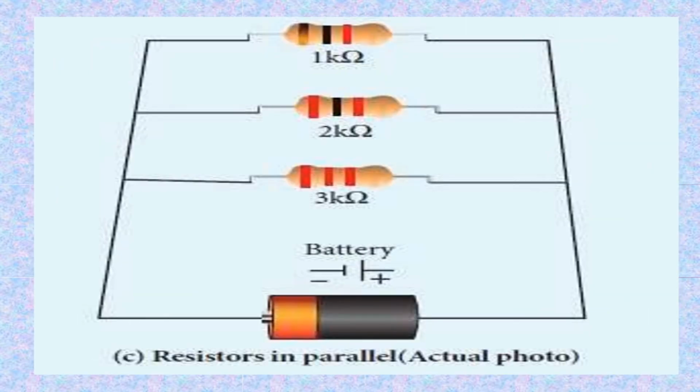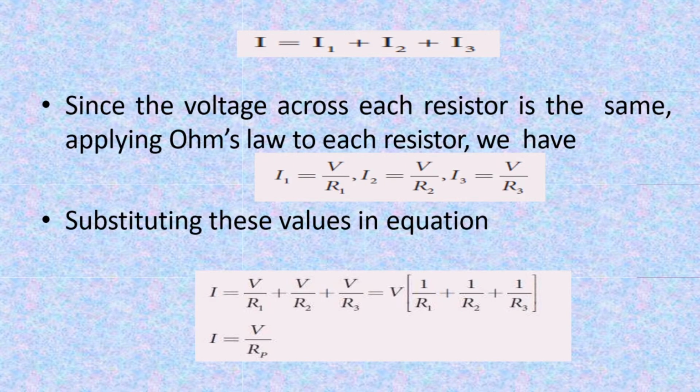And this is the actual photo of a resistor in a parallel circuit. So the battery is connected with 3 resistors that are arranged in parallel. R1 is 3 kilo ohms, R2 is 2 kilo ohms and R3 is 1 kilo ohm. So I is equal to I1 plus I2 plus I3.